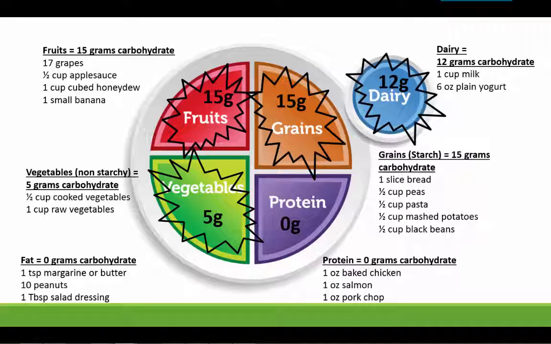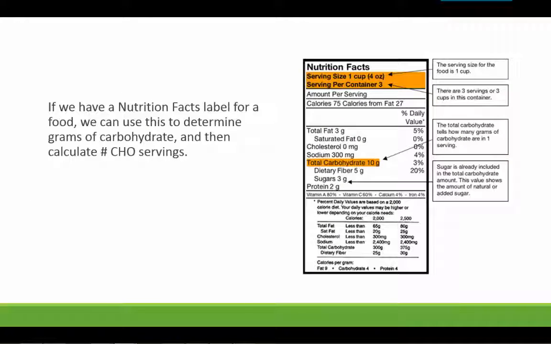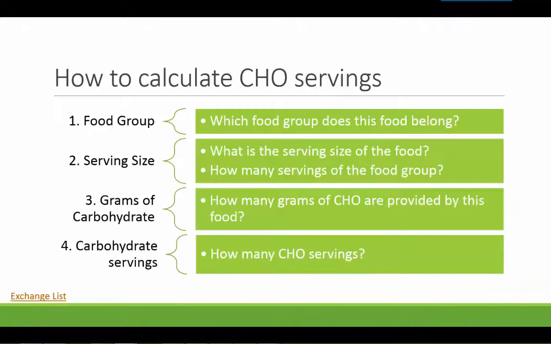Now let's see how this works when we are calculating carb servings in a food or meal. If we have a nutrition facts label for a food, we can use this to determine grams of carbohydrate and then calculate the number of carbohydrate servings. This is explained in the learning modules. We prefer to use nutrition labels, but if we do not have a label to determine carbohydrate servings, then we have to use another method to calculate it. This may seem very complicated, but it is just a step-by-step way to calculate carbohydrate servings when we don't have a food label. Once you have done this several times, it becomes very easy.